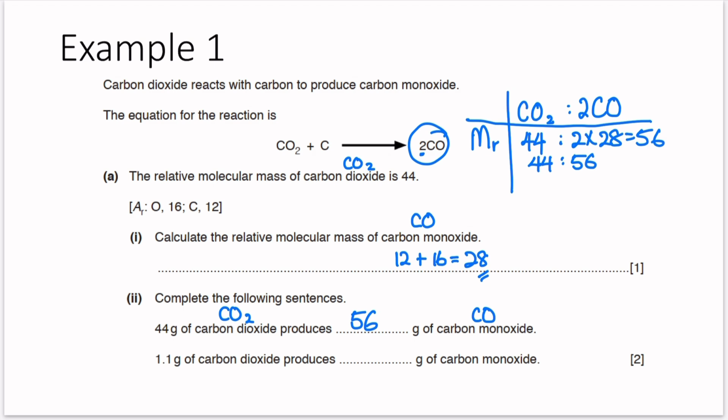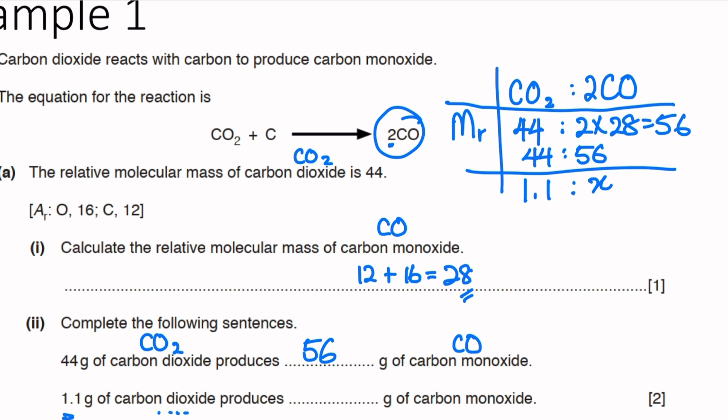Okay, next, the second line here, the last one. What about 1.1 gram of carbon dioxide will produce how many gram of carbon monoxide? Okay, how are we going to calculate this? Since we have the fixed ratio here, it is 44 to 56. So now we're going to put in the known one. Carbon dioxide must be put underneath the same column. So it is 1.1. How many gram of carbon monoxide? You don't know, so you put an X.